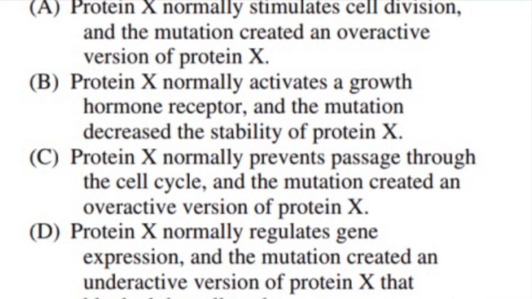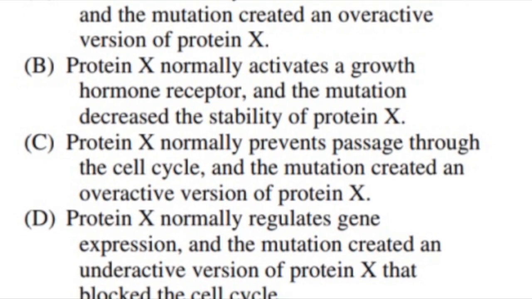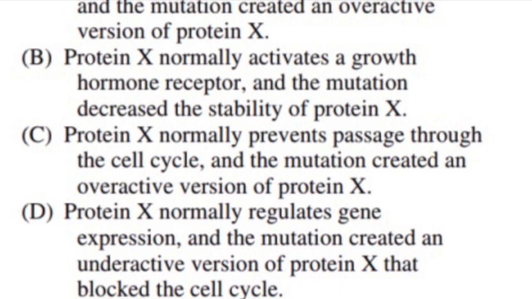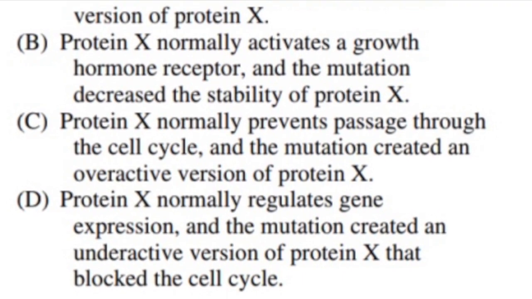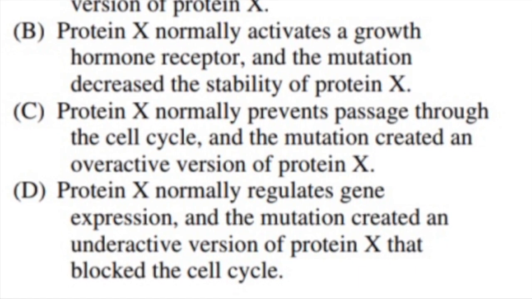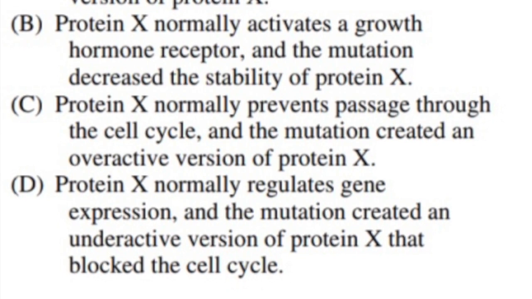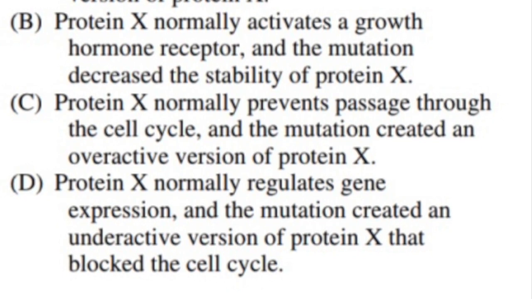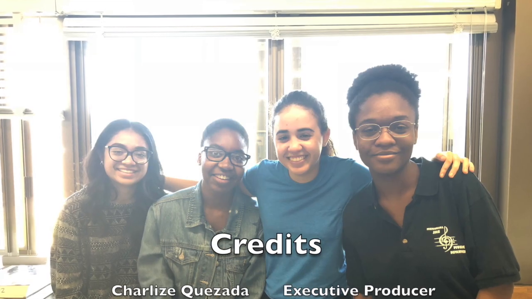Or D. Protein X normally regulates gene expression, and the mutation created an underreactive version of protein X that blocked the cell cycle? The answer is A, because somatic cells rapidly divide due to a signal that is sent by a protein, in this case, protein X.